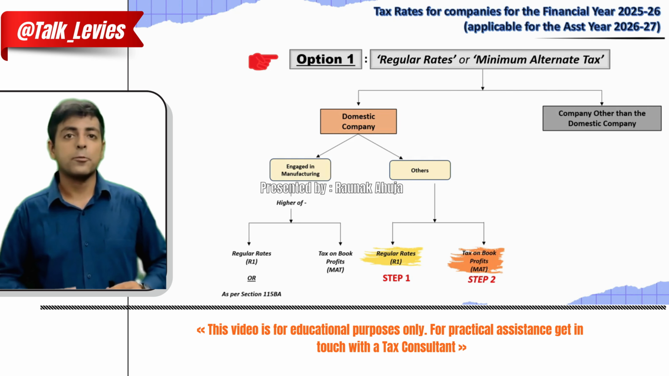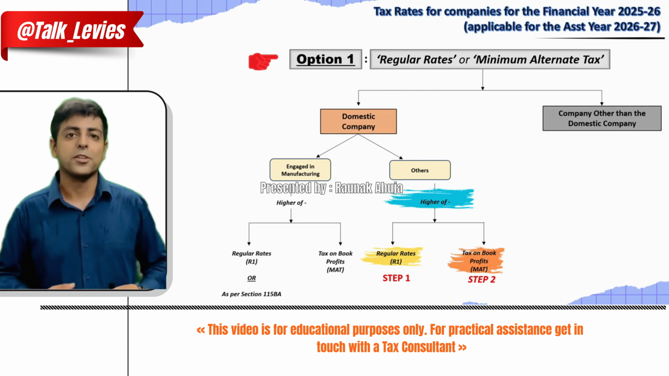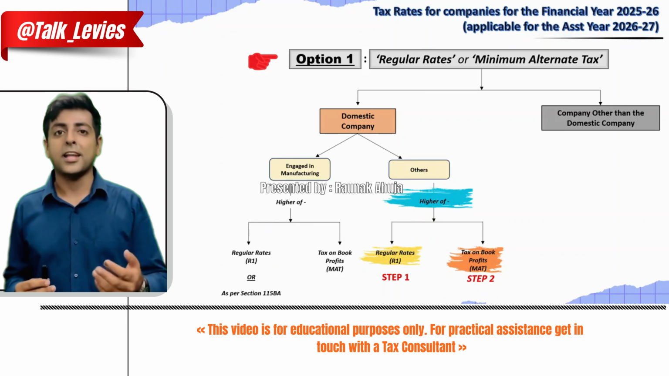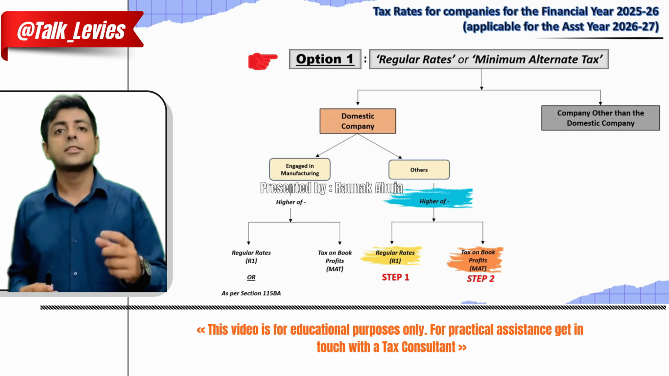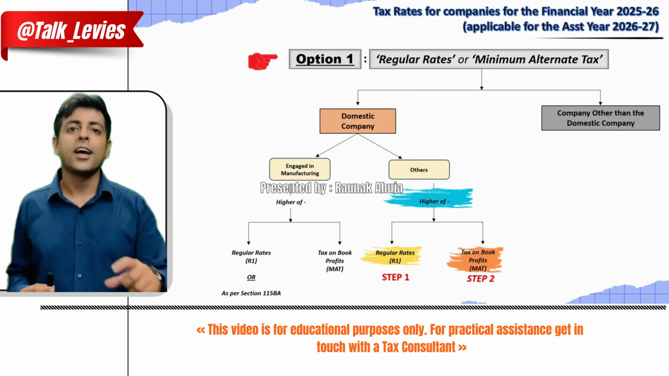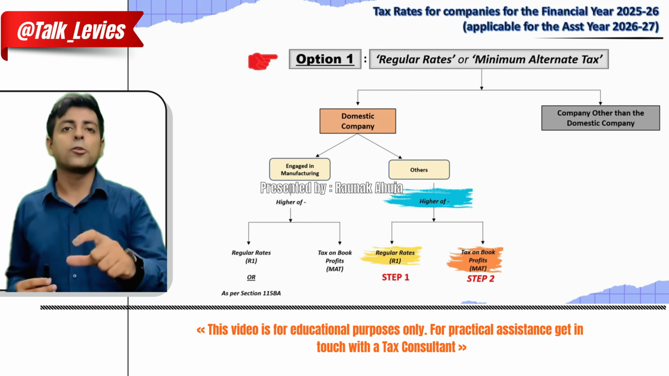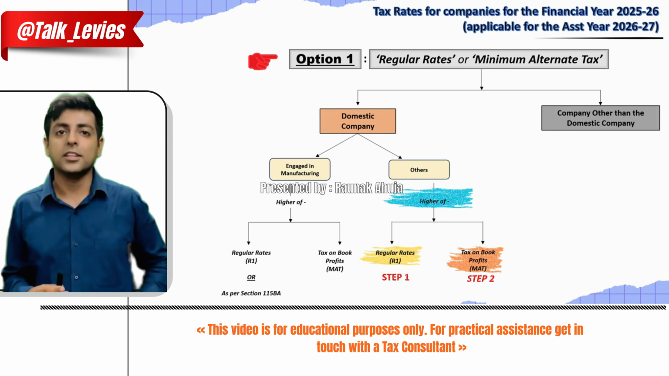Then, the second step would be the same, which is calculation of taxes as per the book profits. That is, as per MAT. Here again, the tax payable would be the higher of these two steps. That is, taxes calculated as per step 1 and taxes calculated as per step 2. The higher of these two taxes would be treated as tax payable by the companies other than manufacturing.